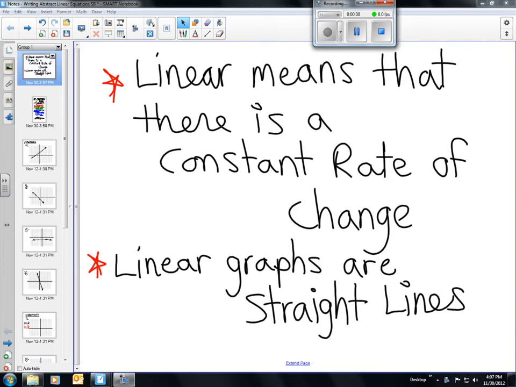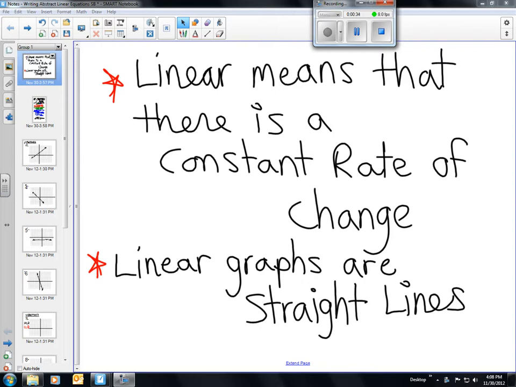Today we're going to be talking about the notes for writing abstract linear equations. Our objectives today are, first of all, to know from memory the slope-intercept form of an abstract linear equation and to be able to describe its parts. Objective 2 is write an abstract linear equation from a given graph. Objective 3 is write an abstract linear equation from two given points on a linear graph. And objective 4 is write an abstract linear equation from a given point and a given slope.